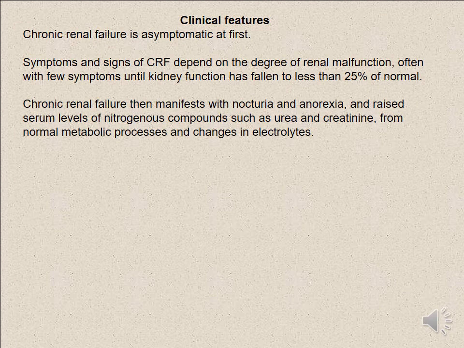The clinical feature of chronic renal failure is that it is asymptomatic at first, and the symptoms and signs depend on the degree of renal malfunction. Often there are few symptoms until kidney function has fallen to less than 25% of normal. Chronic renal failure then manifests with nocturia and anorexia, raised serum levels of nitrogenous compounds such as urea and creatinine from normal metabolic processes, and changes in electrolytes.